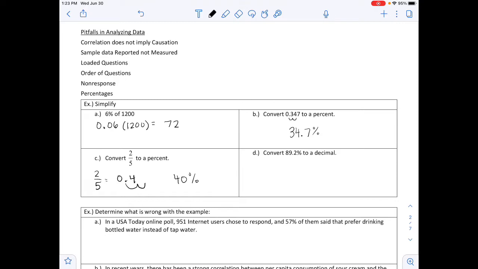And then the last one that we have here says convert 89.2% to a decimal. So in order to take your percent and convert to a decimal, we're going to move our decimal point this time to the left twice. So we're going to get 0.892.